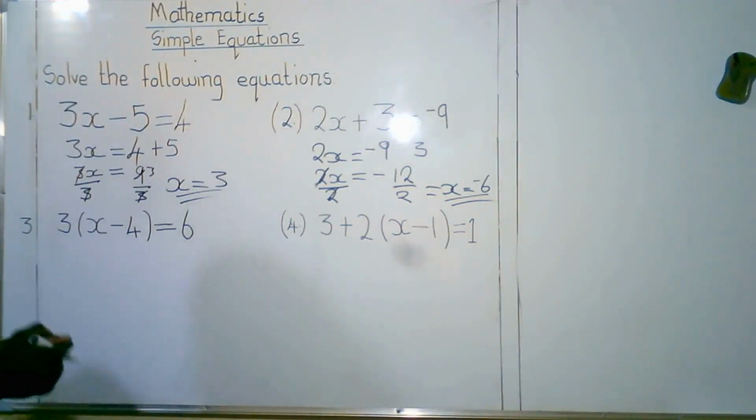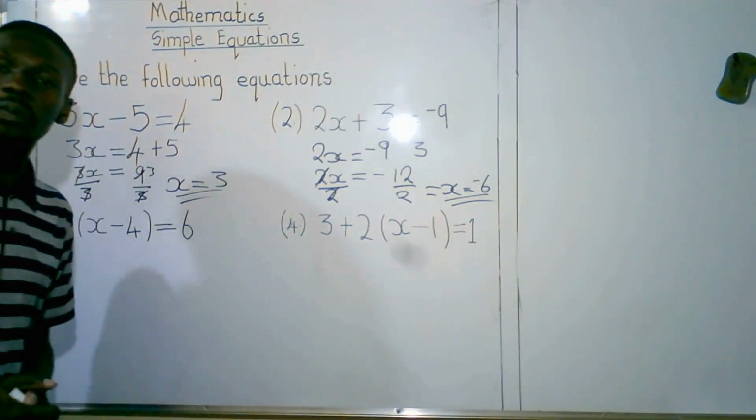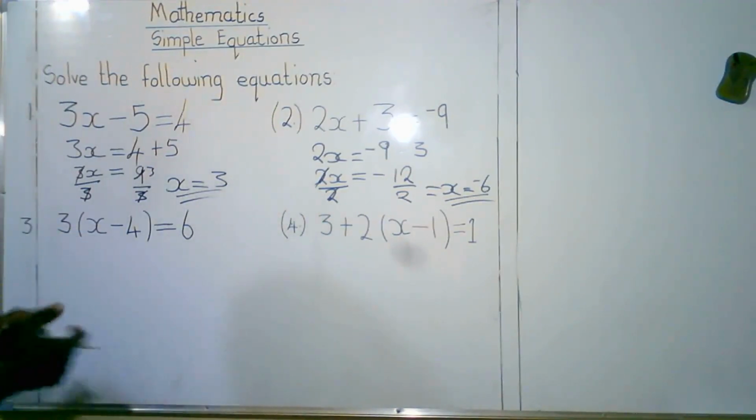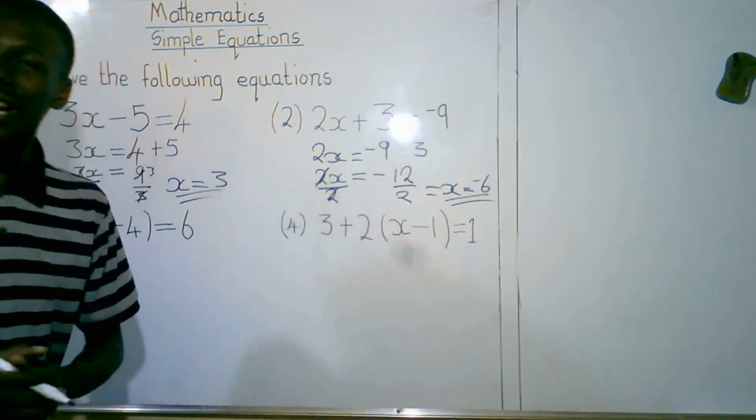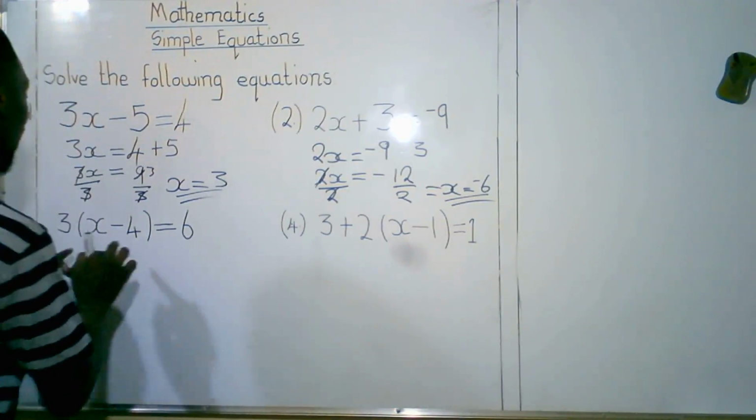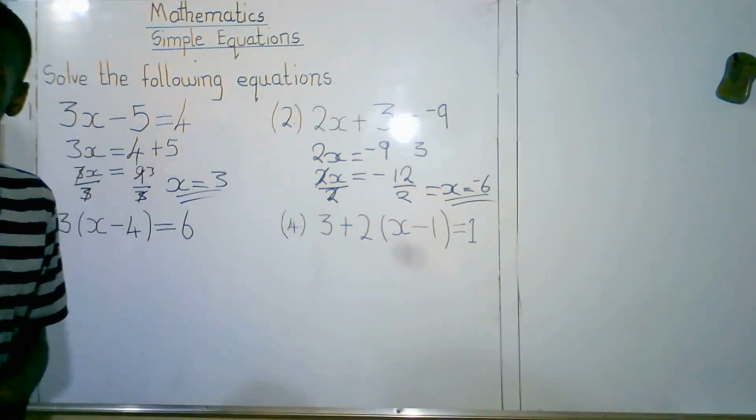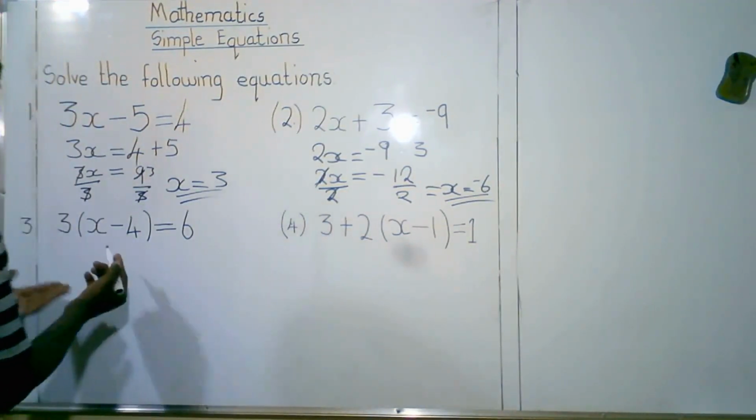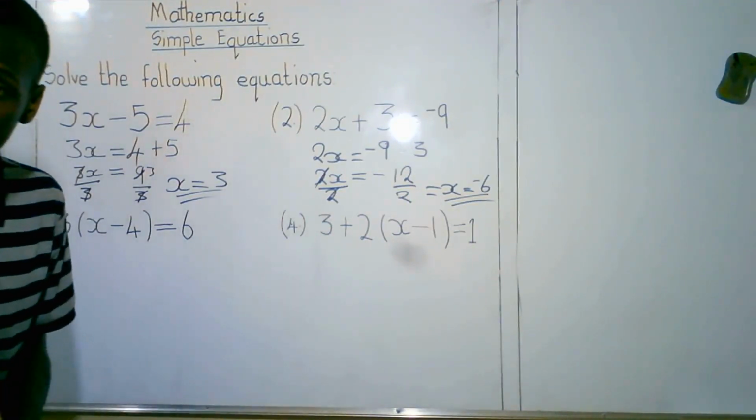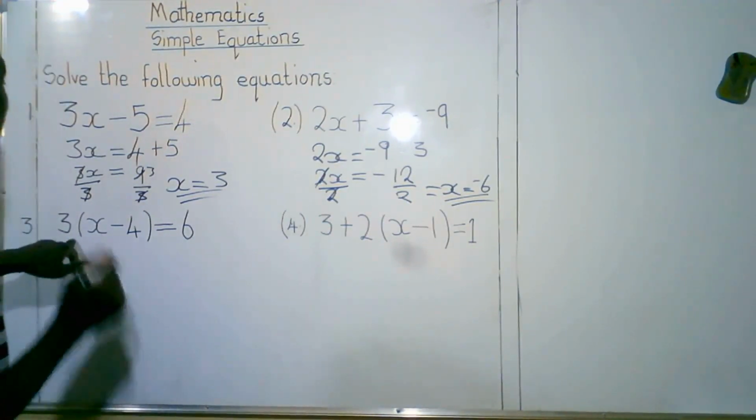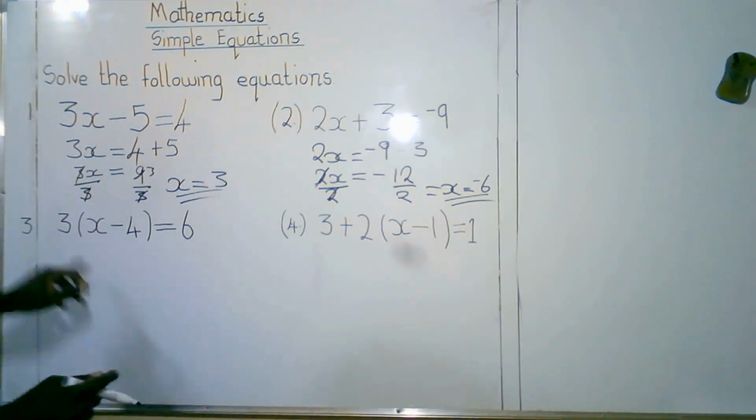3(x - 4) = 6. So when we come across such a challenge, what are we supposed to do? First, we need to get rid of the what? The brackets. BODMAS. How are we going to get rid of these brackets? We are going to multiply what is inside the brackets by 3.